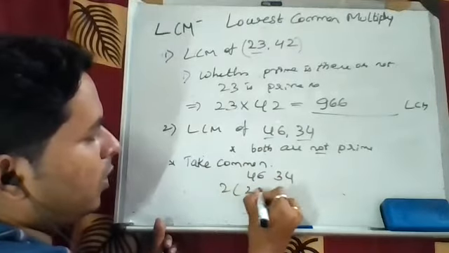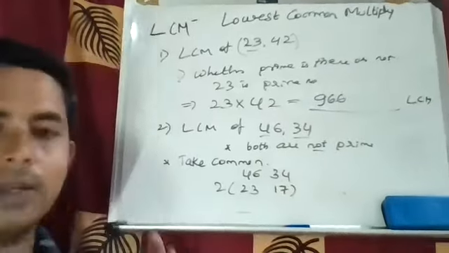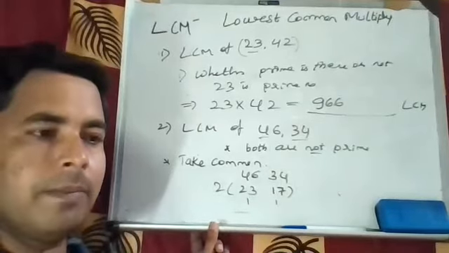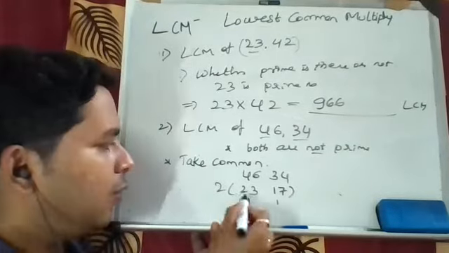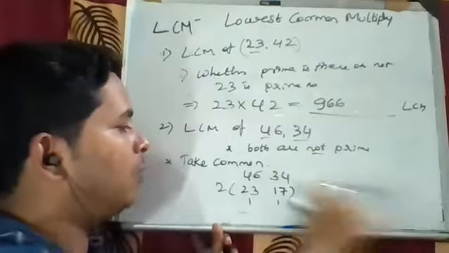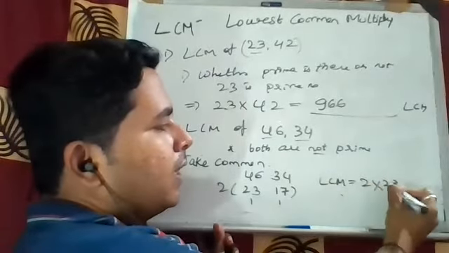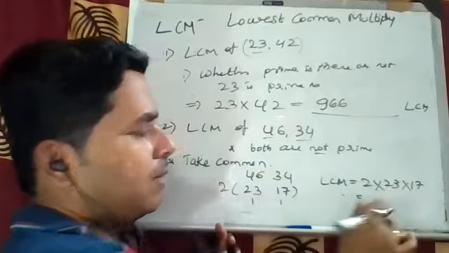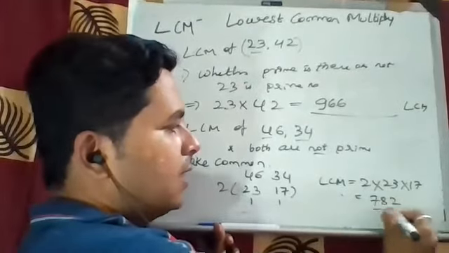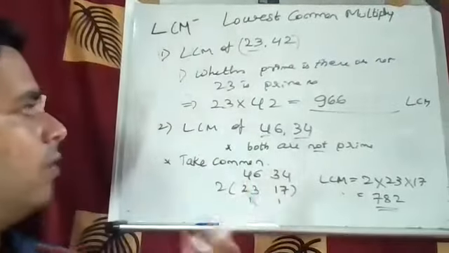So 2 is what? 23 and here 17. So then what happened now here? 23 and 17 both are what? Prime numbers. Okay, 23 is not divisible by any number, 17 also is not. So here what do you have to do afterwards? To find the LCM, you have to do 2 into 23 into 17. So what will be its answer? If you multiply, you'll get the answer as 782.